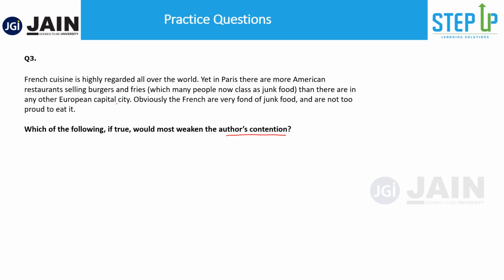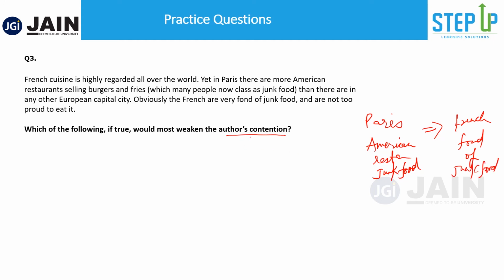Okay, let's see his contention. French cuisine is highly regarded all over the world, yet in Paris there are more American restaurants selling burgers and fries than there are in any other European capital city. Obviously the French are very fond of junk food and are not too proud to eat it. So he's saying French cuisine is highly regarded all over the world, but in Paris you can see a lot of American restaurants which sell junk food, and from here he's assuming that French people are very fond of junk food.